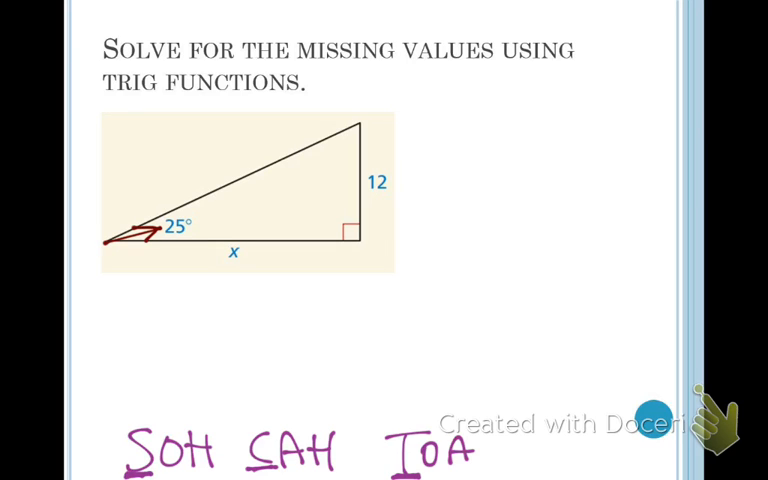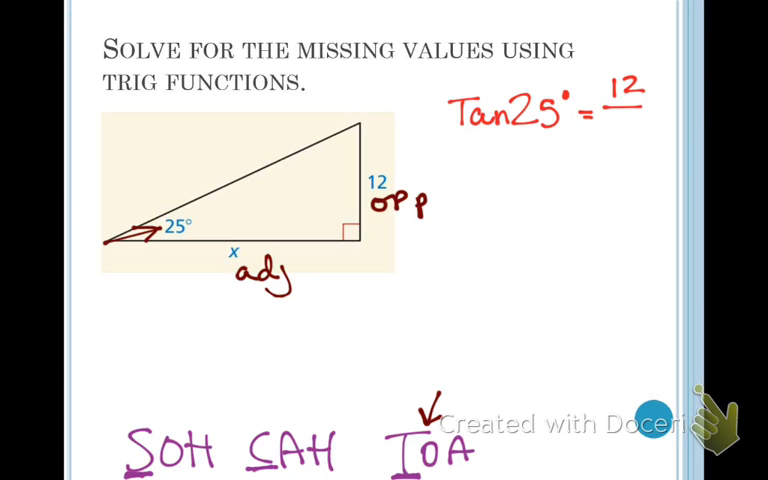What kind of side is 12? Opposite. What kind of side is x? Adjacent. So which trig function deals with these two sides? Tangent. So we're going to set up tangent from what angle? 25 degrees. Tangent of 25 degrees equals the opposite over the adjacent. What's my opposite? 12. My adjacent? x.